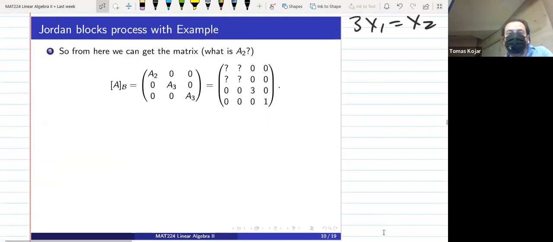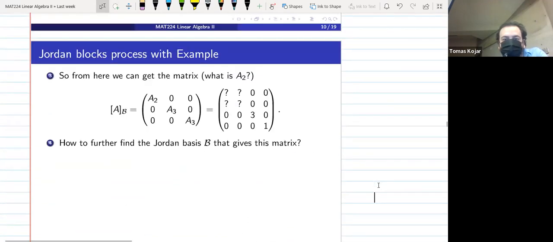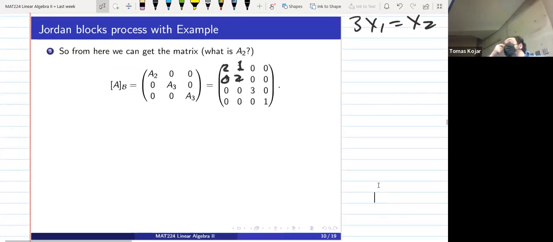Right. So can someone now tell me what should I put in my first block? Good. Finally, I draw the table here. How to further find the Jordan block? Well, before I do that, let me draw the table. So from here, you should be able to draw the table. So let me tell you how it is.